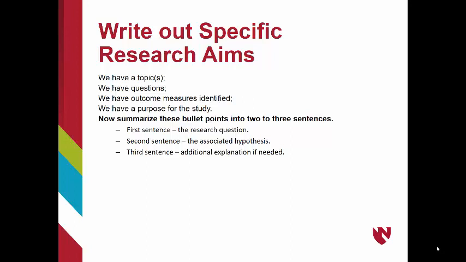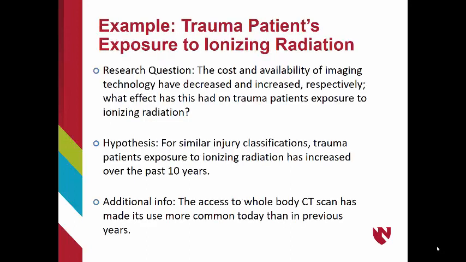So the example I'm going to use is a study I worked on a few years ago, looking at a trauma patient's exposure to ionizing radiation. It was a 10-year retrospective study, so there's no experiment involved, no treatments applied or anything like that. The research question started off with the cost and availability of imaging technology, specifically in this case CT scan, have decreased and increased respectively. So the availability has become greater and the cost has gone way down. So the question was, has this had an effect on trauma patients being exposed to ionizing radiation?